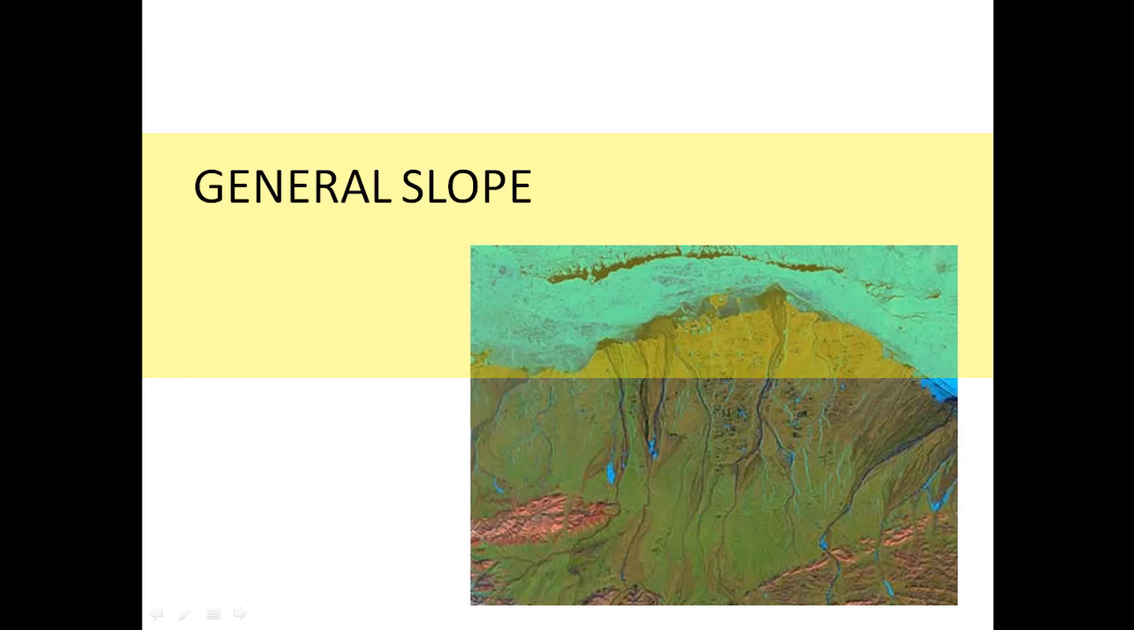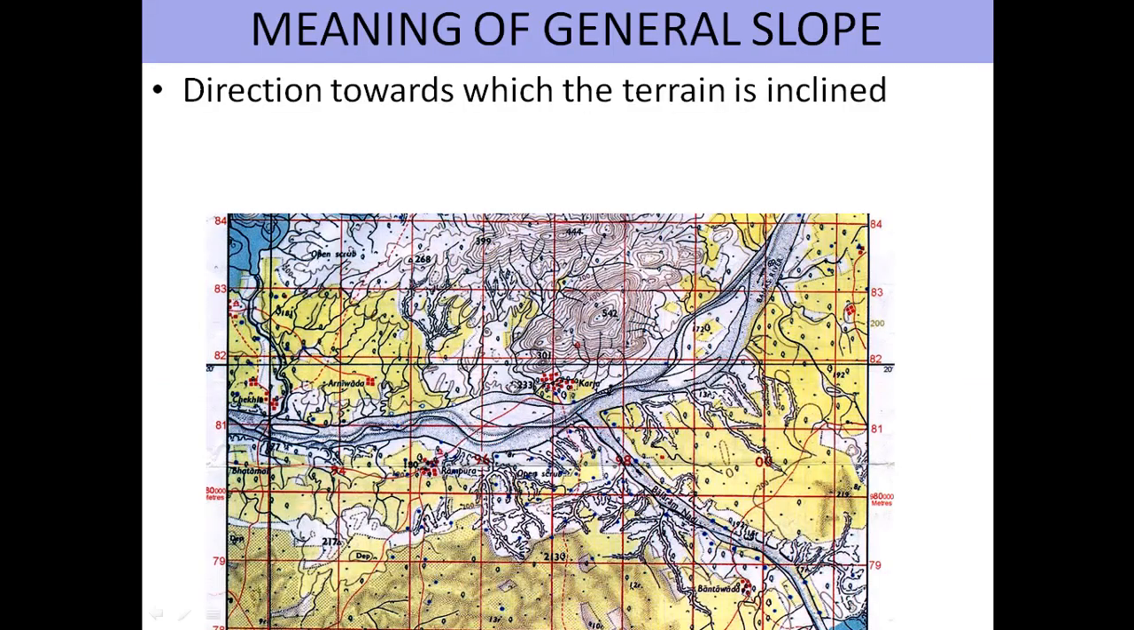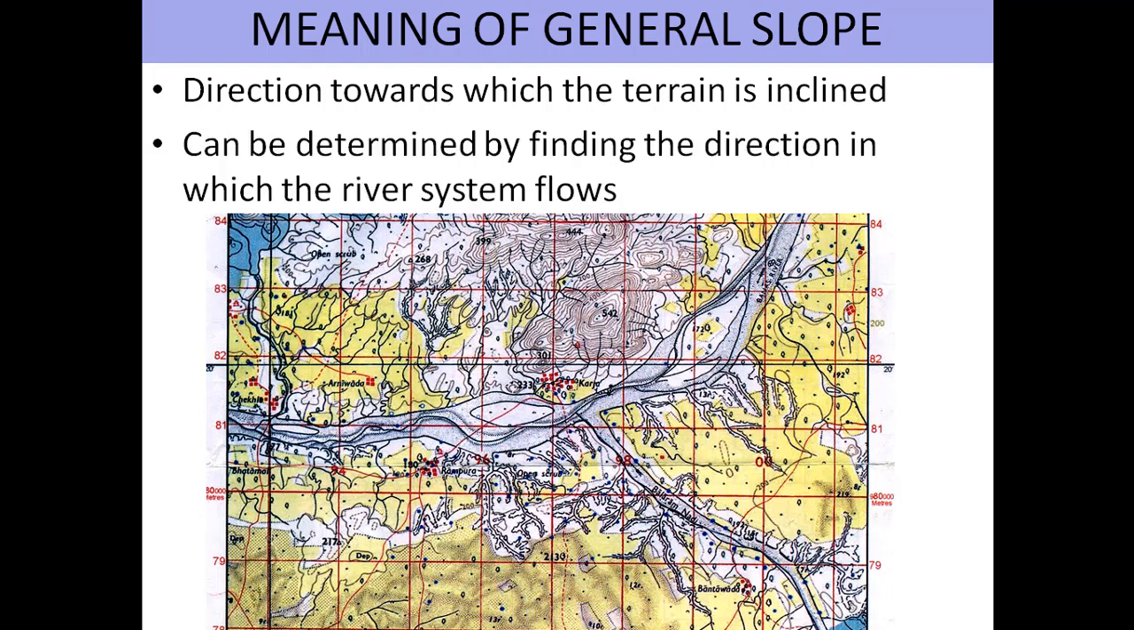First, understand what is general slope. The direction towards which the terrain is inclined is called the general slope. How can one determine the general slope on a topographical map? Primarily, it can be determined by finding the direction in which the river system flows. As you can see in the map extract, Balaram River is originating from the northeast direction and it is flowing towards the west. One more river from the southeast direction is meeting with Banas River.